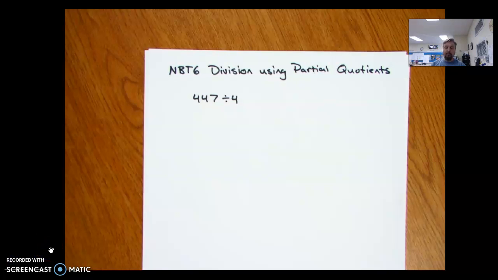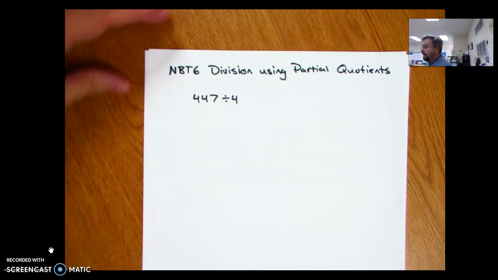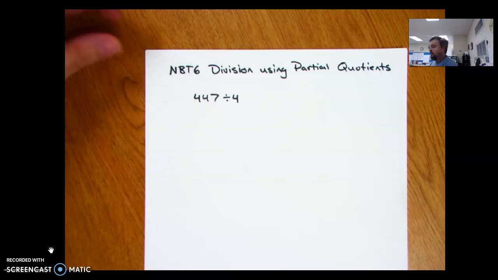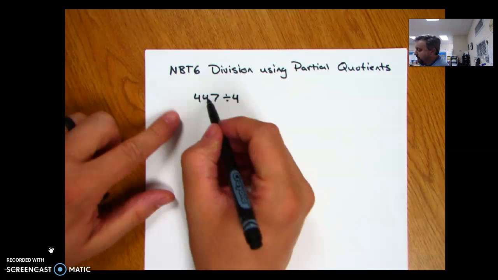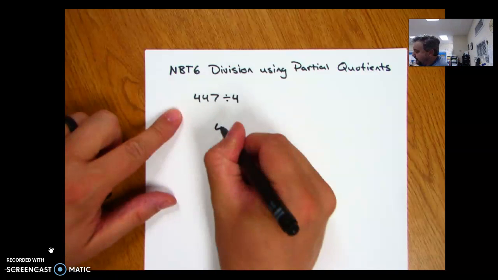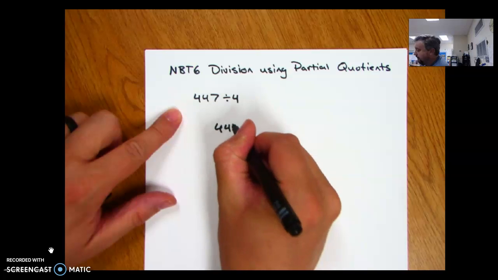Hey, welcome back. We're going to work another division problem. Today we're going to be doing division, which is MBT6, and our strategy is going to be partial quotients. So we're starting with the number 447. We're going to divide it by 4. So let's go ahead and get set up. We're going to put our dividend, 447, down.